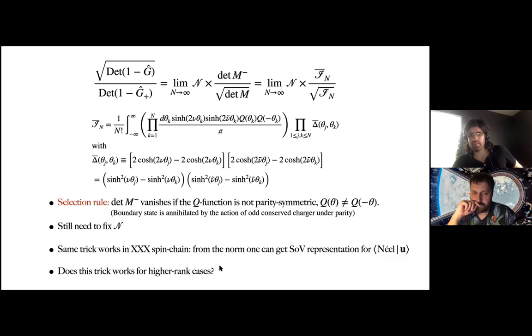And perhaps this type of trick will be useful for higher spin chains where the norm is known. So perhaps if you study those cases and see that it factorizes, perhaps one of these factors will be related to the overlap with a boundary state. Okay, so that's basically it.